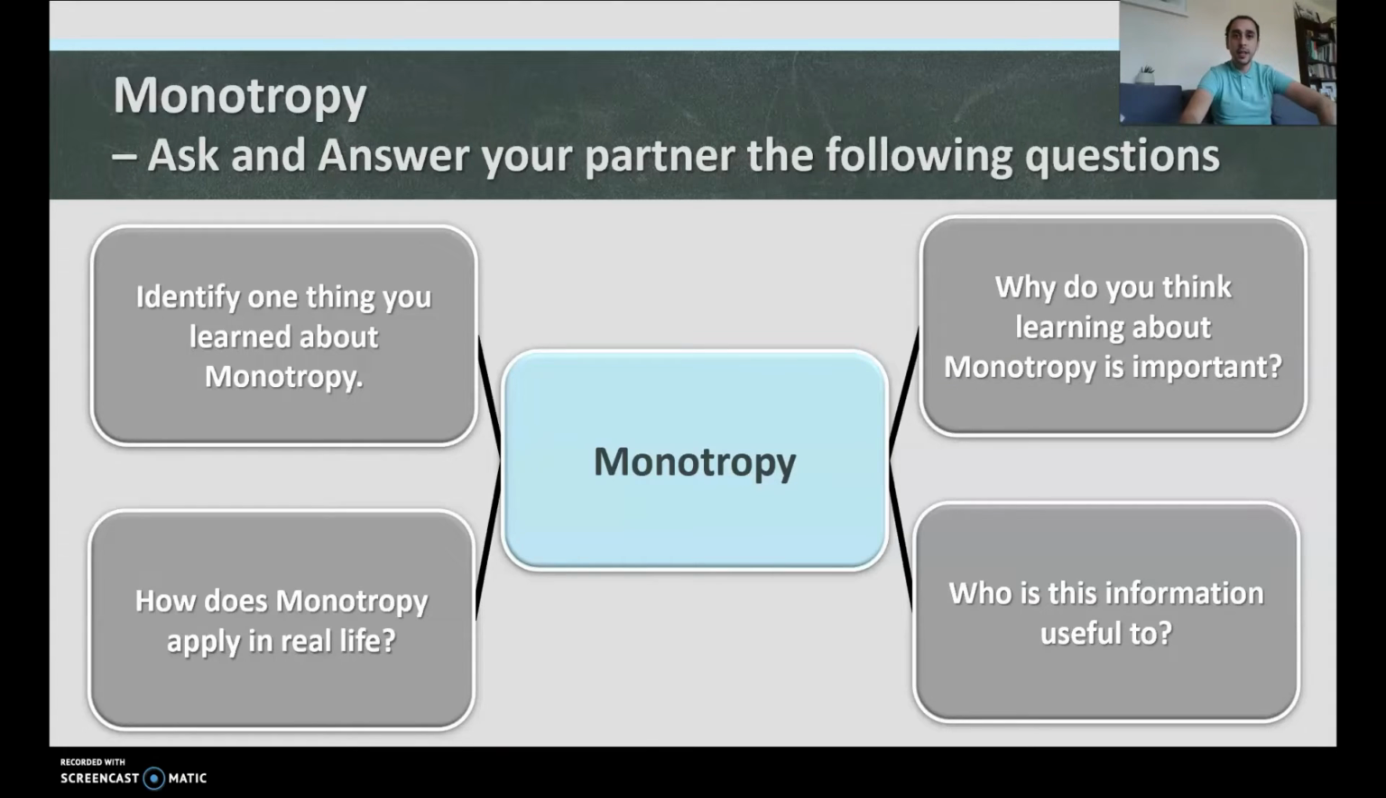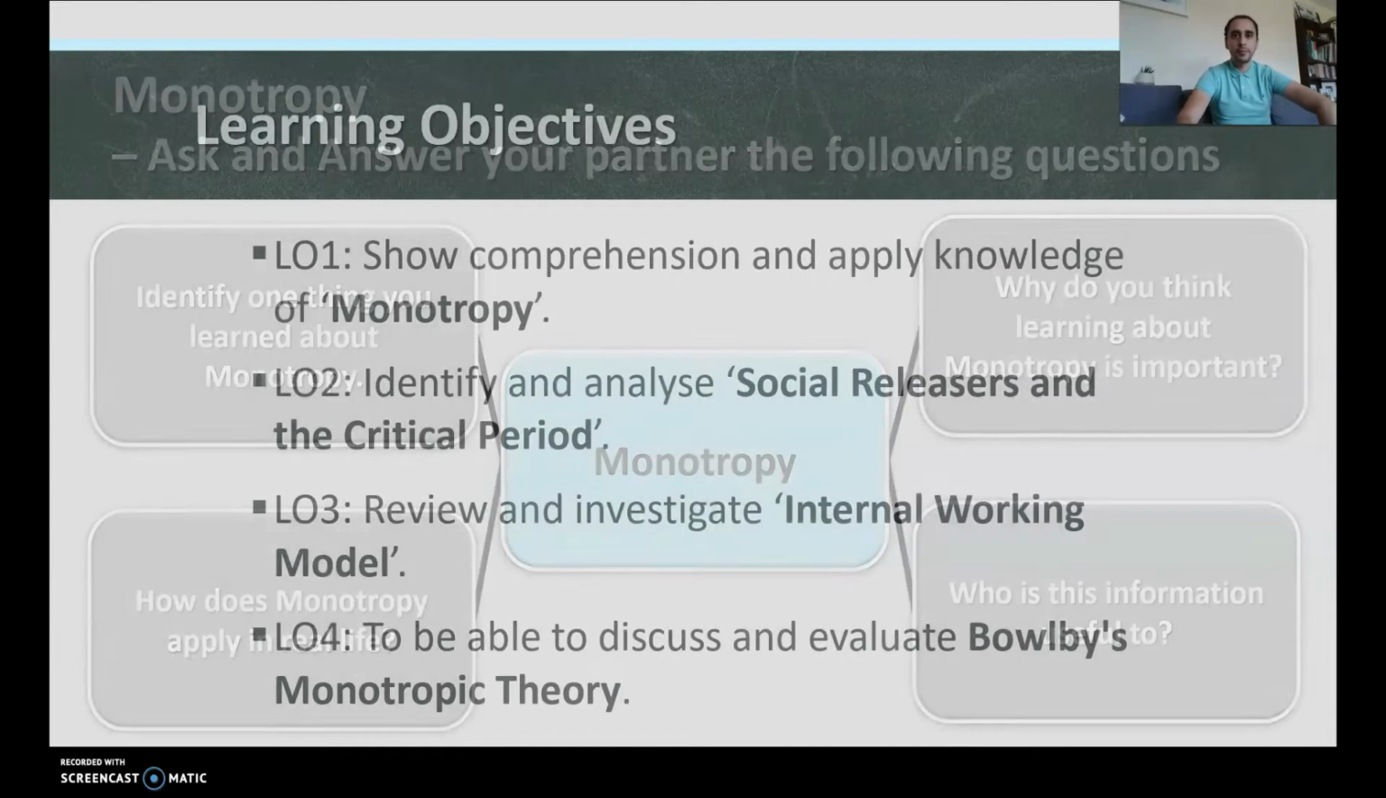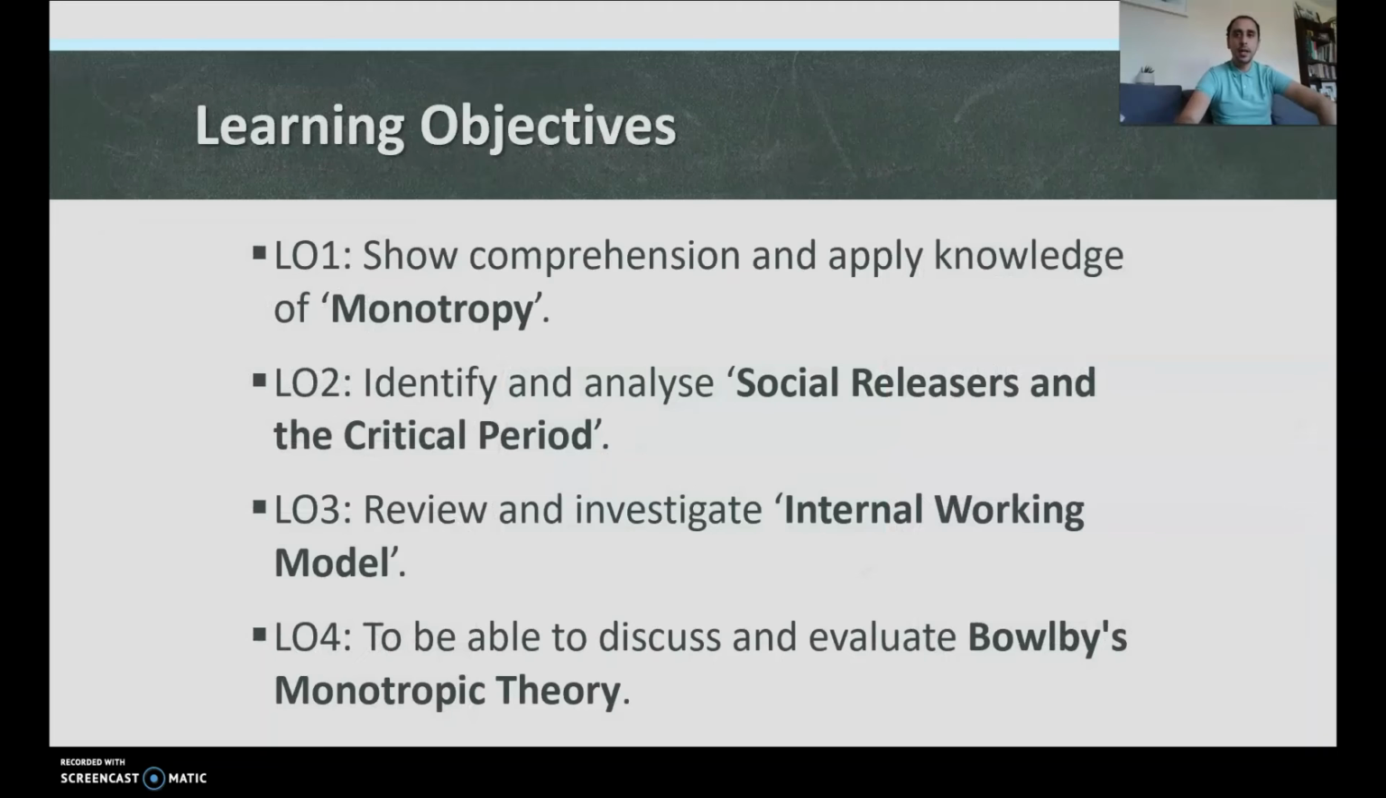Identify one thing you've learned about monotropy. Why do you think learning about it is important? How does monotropy apply in real life? Who is this information useful to? And that's monotropy. Tick it off. Do it with me. Did you do it? Why not?